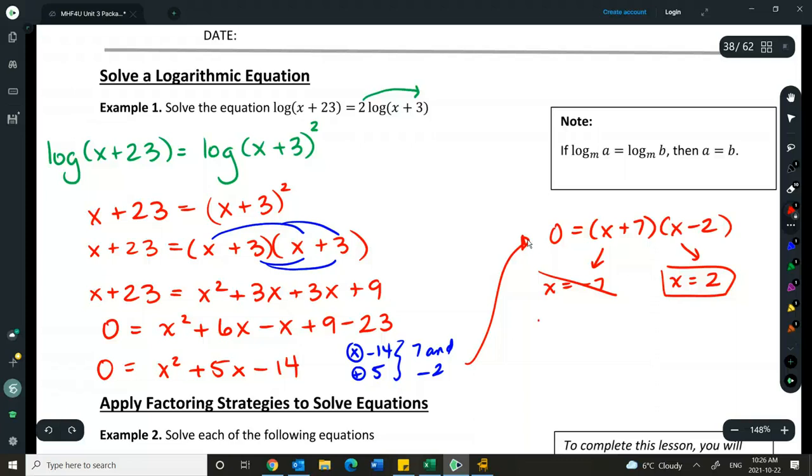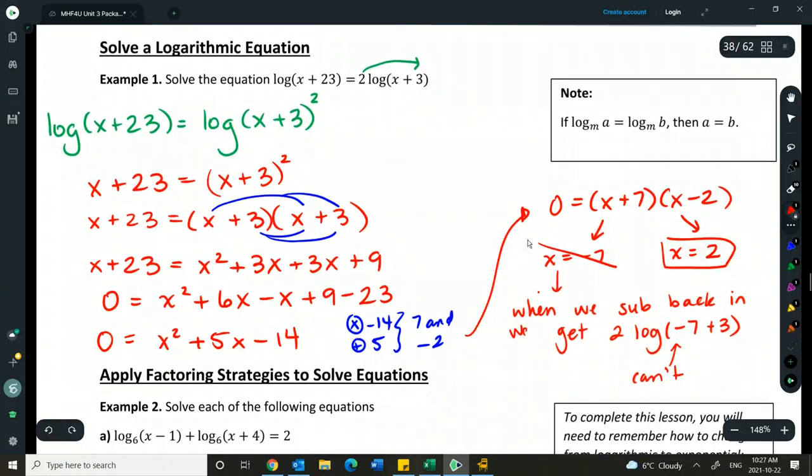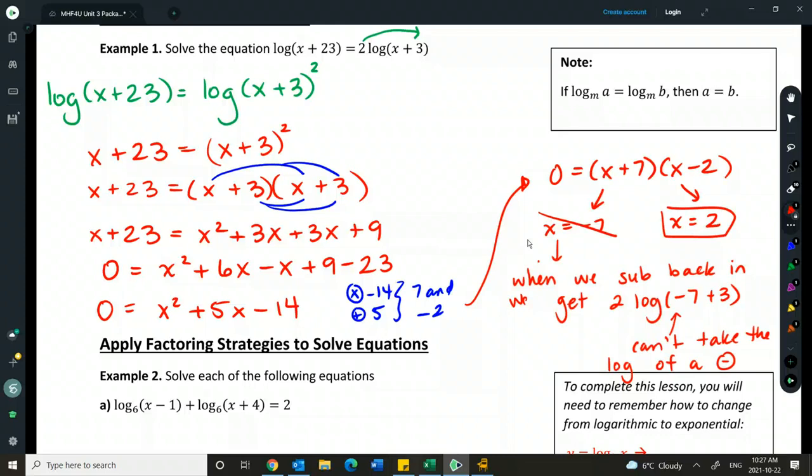So, for instance, when we sub in, I'm just making a note here just in case you're looking back at your notes and you're wondering why we crossed that one out. Also, if this value happened to cause me to take the log of 0, that would also be a problem. You can always try it on your calculator if you're not sure. But we would, again, consider this like an extraneous root.